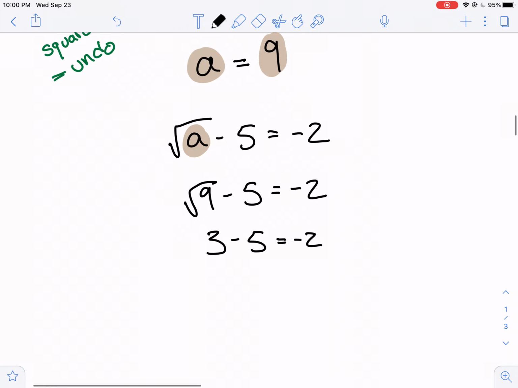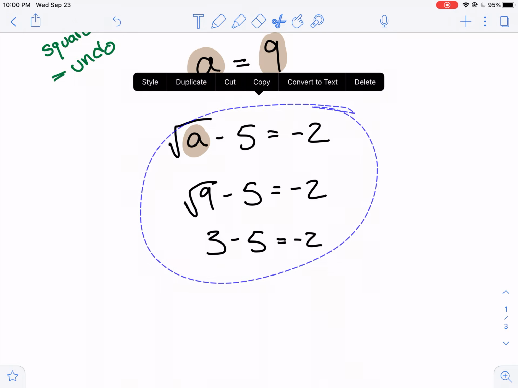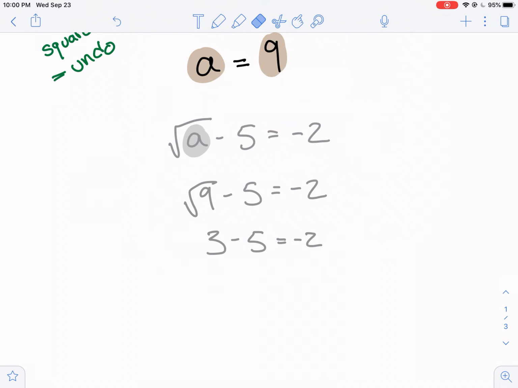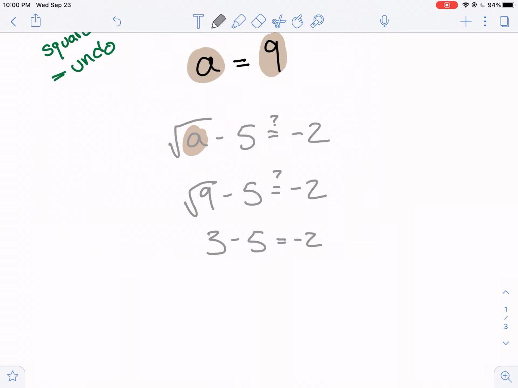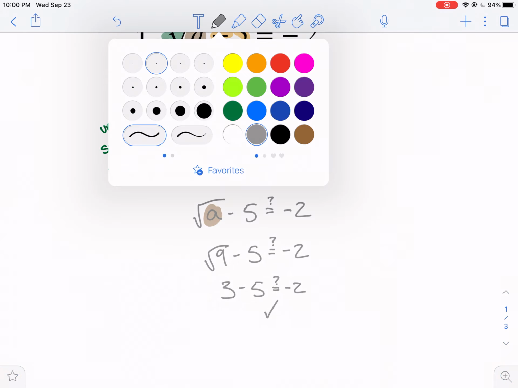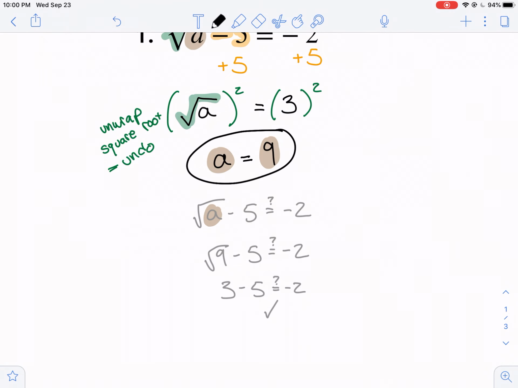Oh, I forgot. We're checking our work. Whenever we check our work, I like to make it gray. And we're checking. So we say, is it true that? Is it true? Is it equal? And yes, it is equal. So good. A does equal 9. It works. Let's do another example.